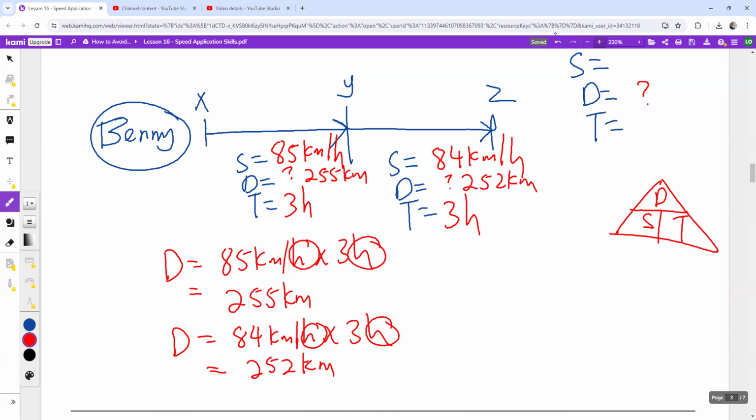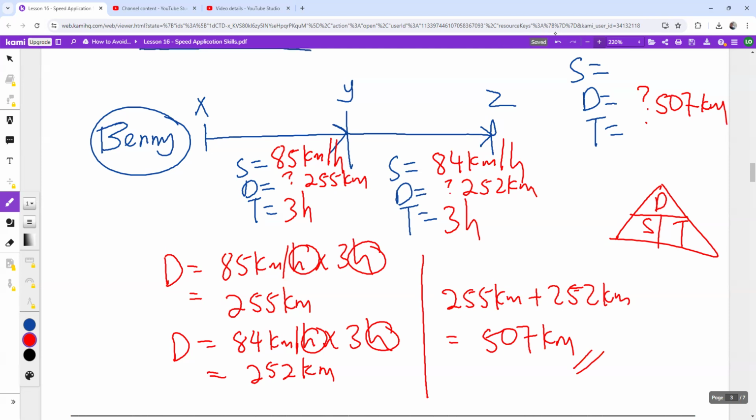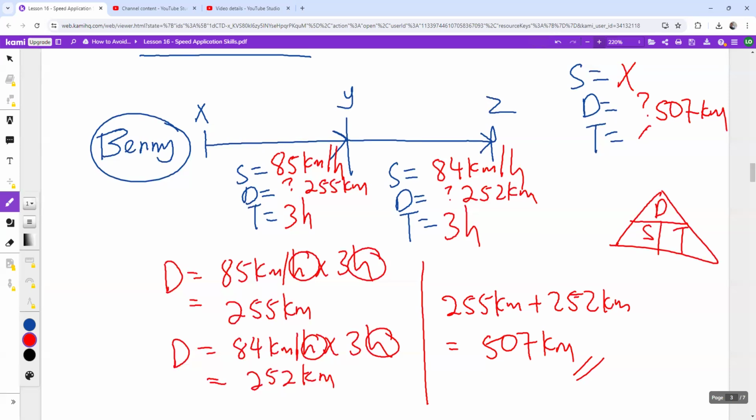Okay, so now can you find the total distance? The total distance will be, you take 255 km plus 252 km, and you get your total distance. And what's the answer then? Now the answer will be 507 kilometers. And that's your total distance. And you solve the problem. Okay, you solve the problem already. So do I need to find the other missing link? Do I need to find the speed here and the time here? You don't have to, because you got the answer already.